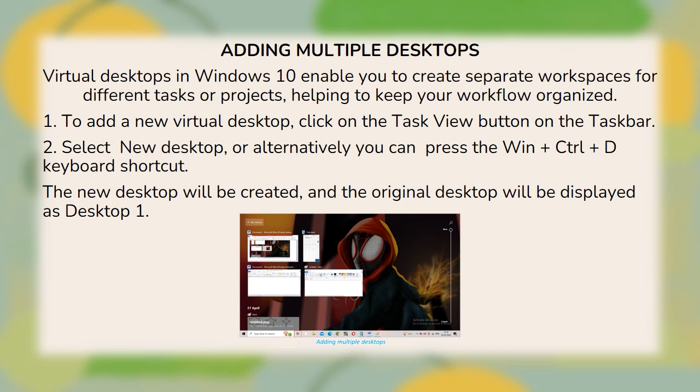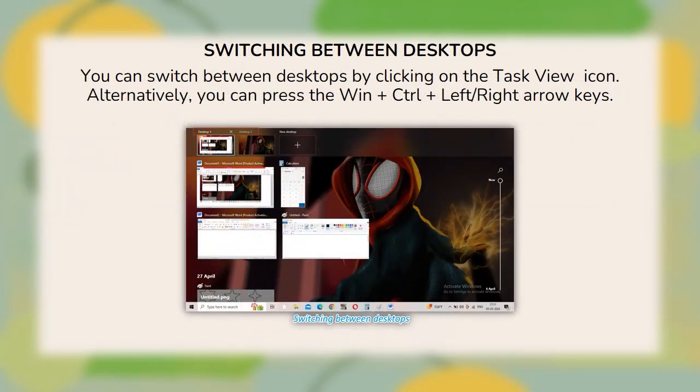1. To add a new virtual desktop, click on the Task View button on the taskbar. 2. Select New Desktop, or alternatively you can press the Win-Control-D keyboard shortcut. The new desktop will be created, and the original desktop will be displayed as Desktop 1. Switching between desktops. You can switch between desktops by clicking on the Task View icon. Alternatively, you can press the Win-Control left or right arrow keys.